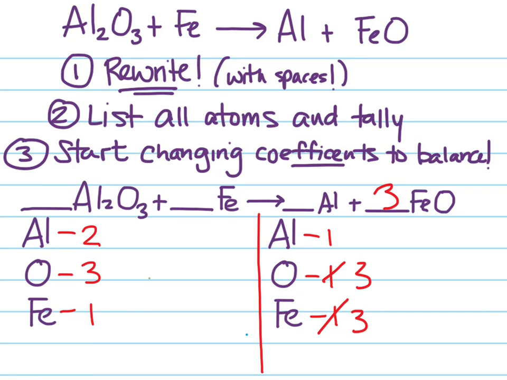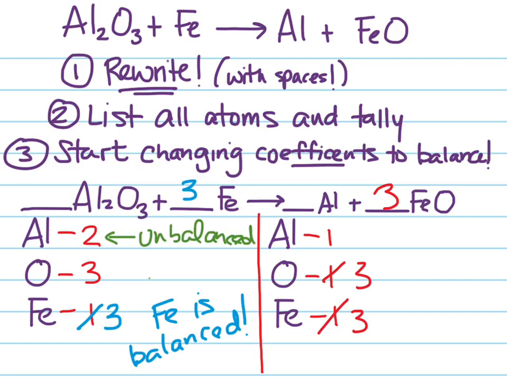Okay, starting from where I left off, I've got oxygen balanced, but iron's not balanced. If I put a coefficient of 3 in front of Fe, now my iron is balanced. Yay! The only thing left to deal with is my aluminum, which isn't balanced. So how do I fix that?